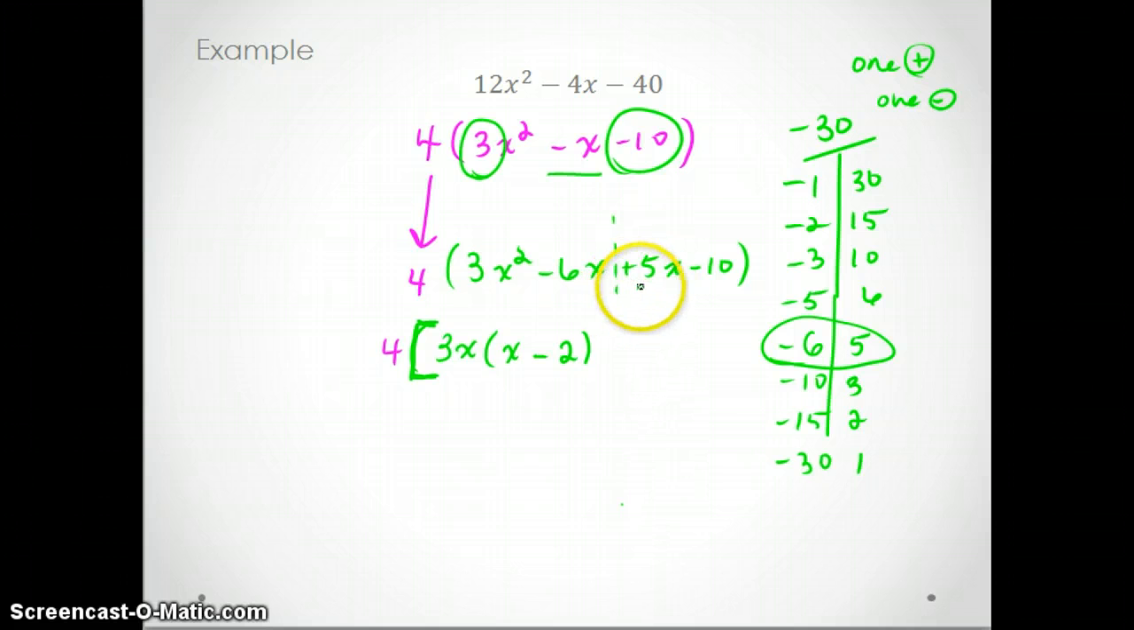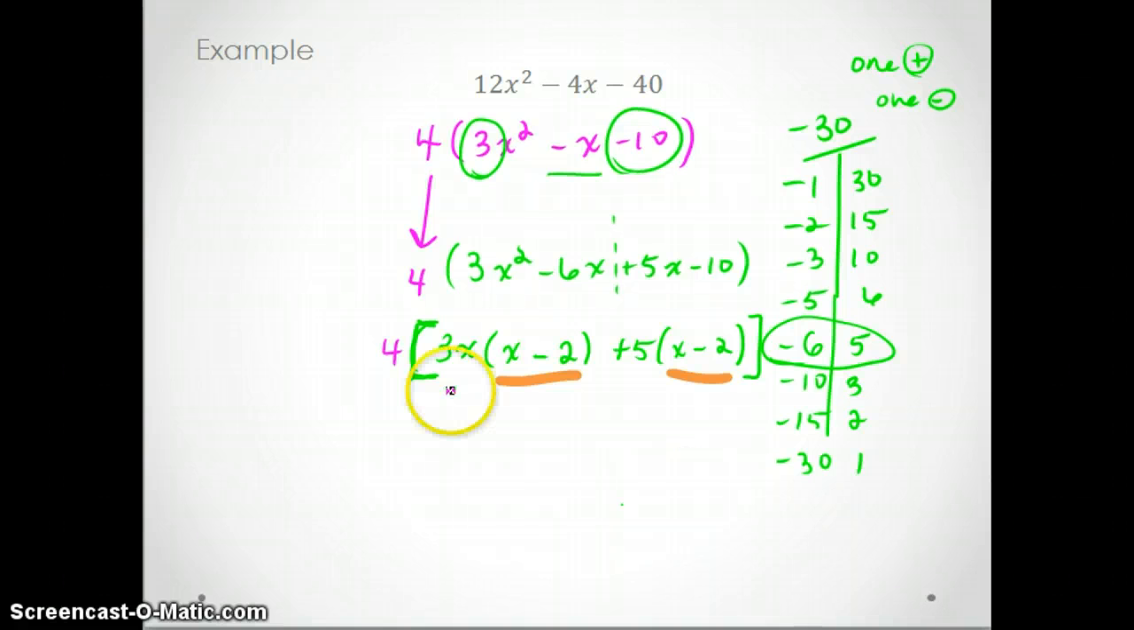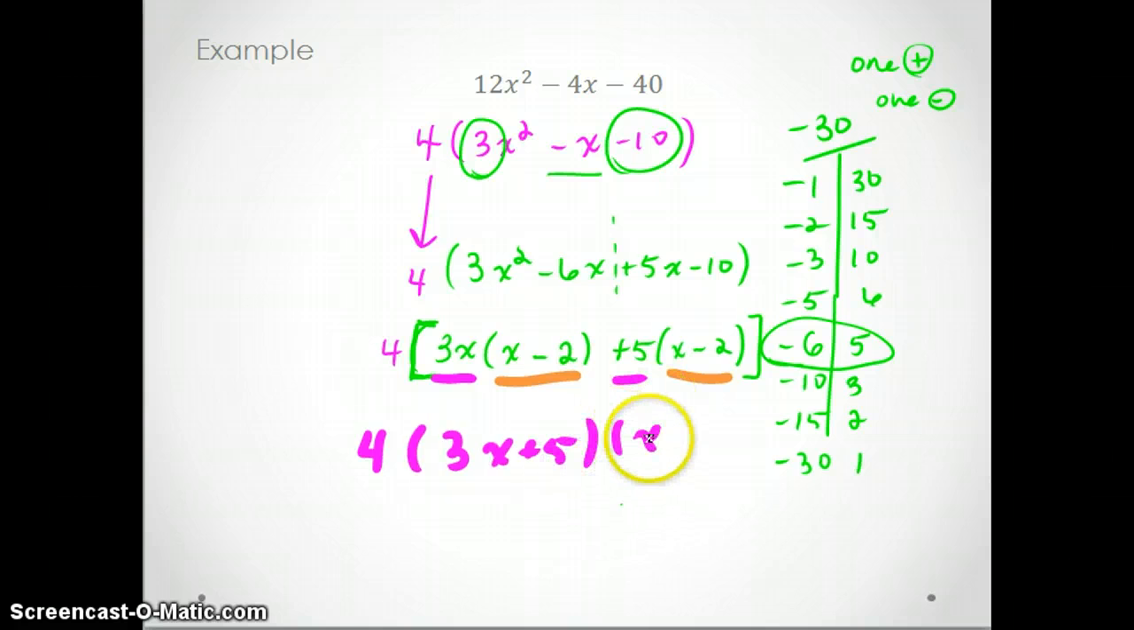Okay, then we want to look at the plus 5x minus 10, and 5 goes into both of those, and we're left with x minus 2. Okay? So x minus 2 is going to be one of our factors, and 3x plus 5 is another factor. We keep the 4, so that's 4 times 3x plus 5 times x minus 2. And that's our answer.